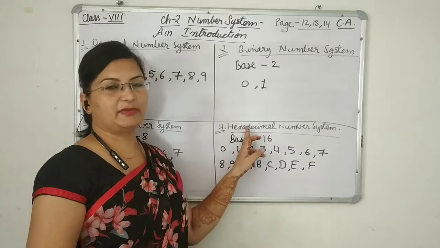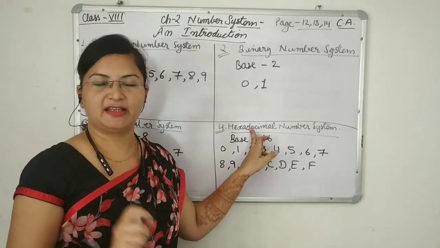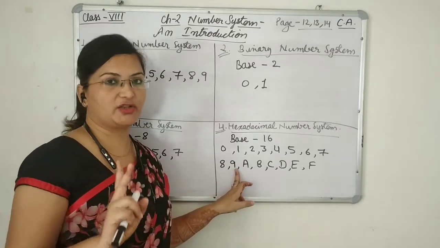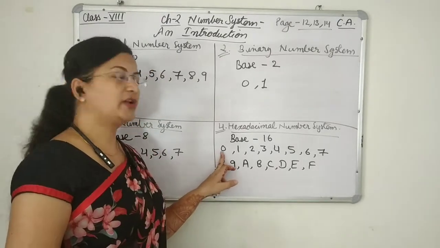Now hexadecimal. Hexadecimal has base 16. That means we have to count from 0 to 9. We don't have to take a 2-digit number. We have to take only a 1-digit number.